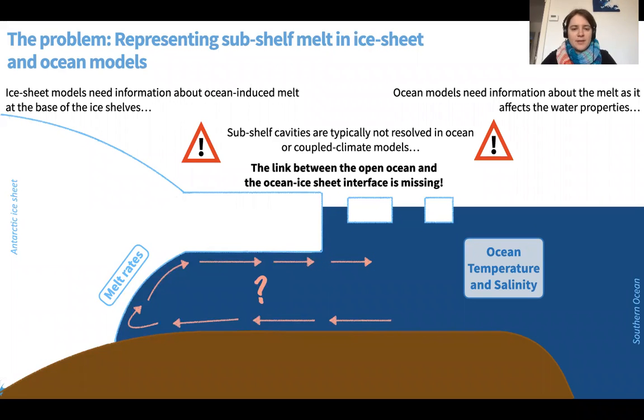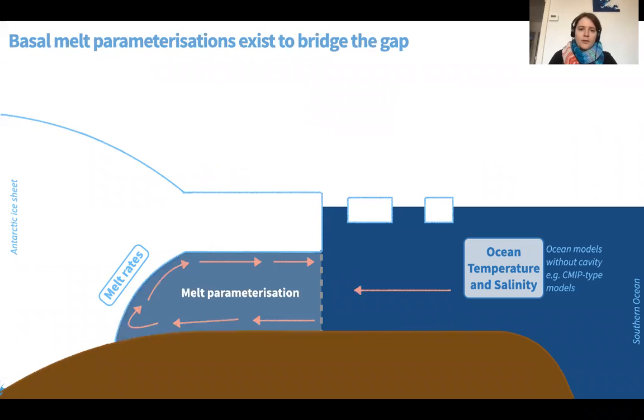In both cases, the problem is that subshelf cavities are typically not resolved in ocean or coupled climate models, which means that the link between the open ocean and the ocean ice sheet interface is missing. To remedy this problem, basal melt parameterizations have been developed to bridge the gap between the open ocean and the ocean ice interface.